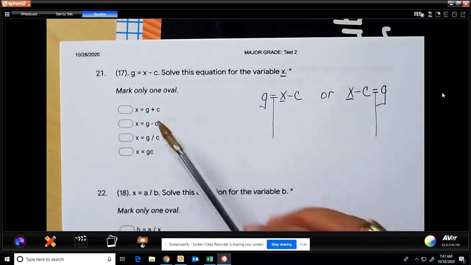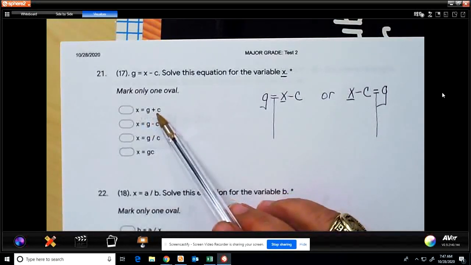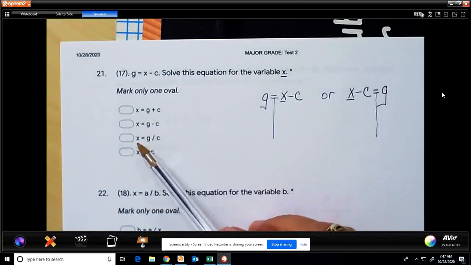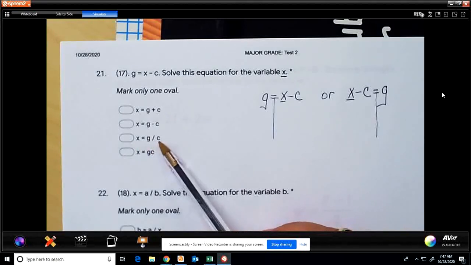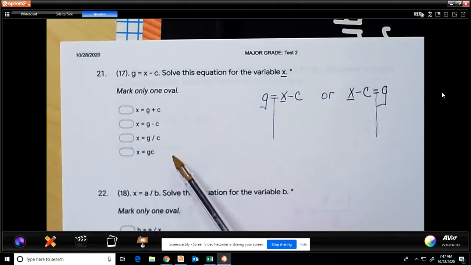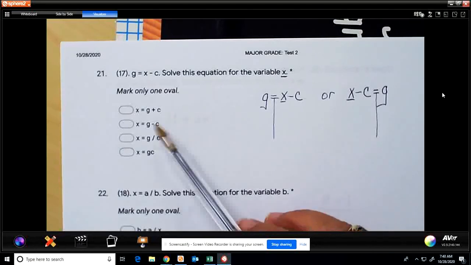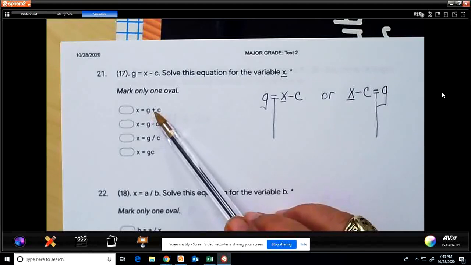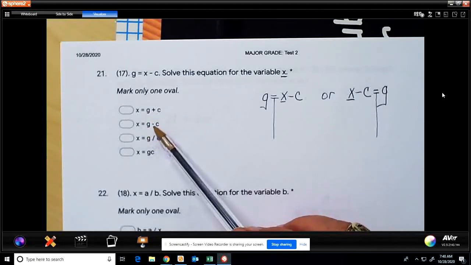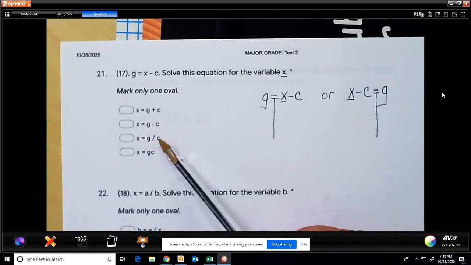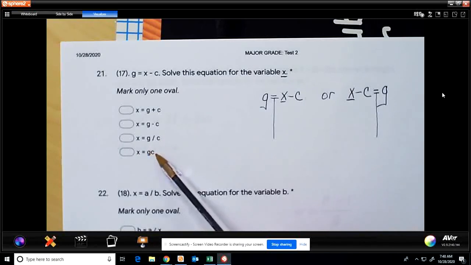Your answer choices are X equals G plus C, X equals G minus C, X equals G divided by C, or X equals G times C.